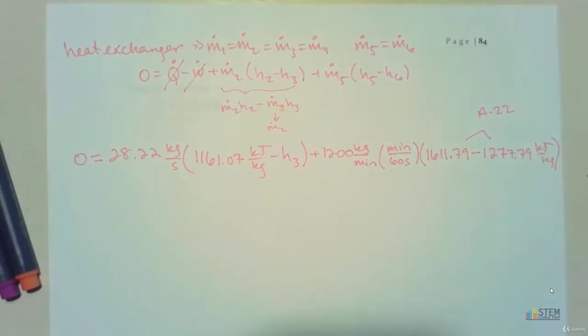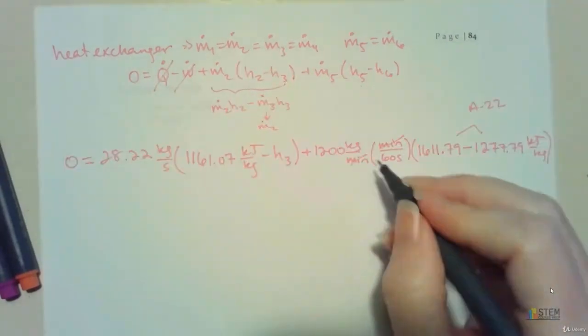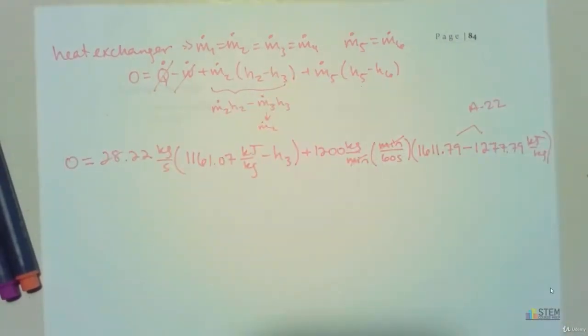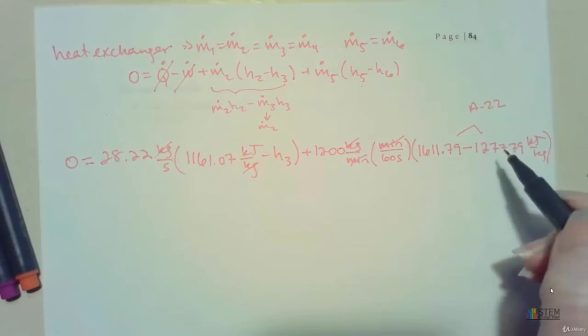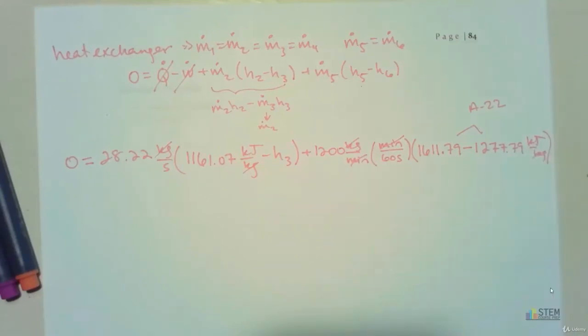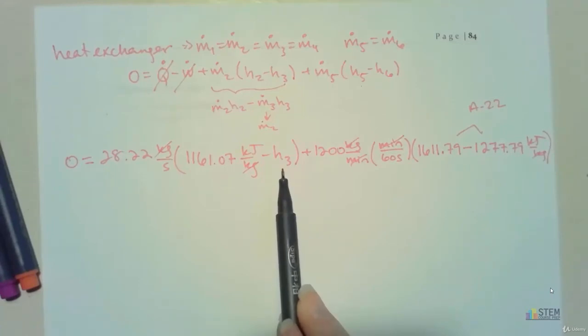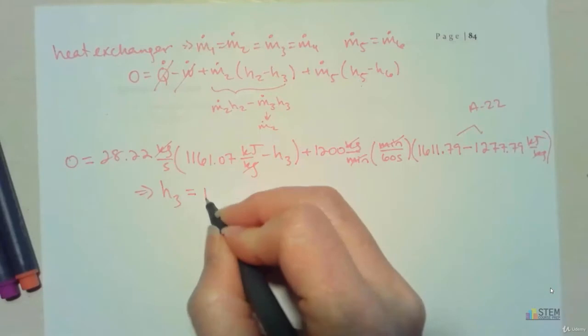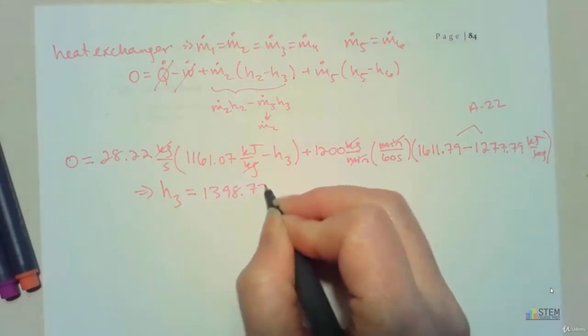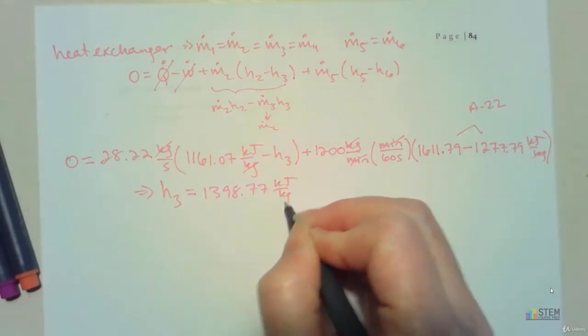All right. Let's double check these units. Thinking they're all pretty good here. Those will all work out. Okay, so that'll look good. Now, notice our only unknown here is H3. All right, so that means we can solve this equation for H3. And if you do that, you get 1398.77 kilojoules per kilogram.